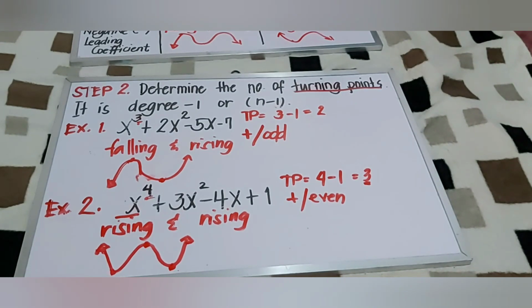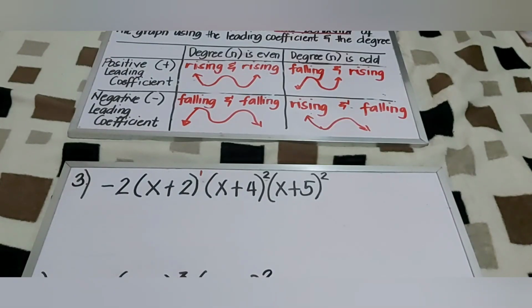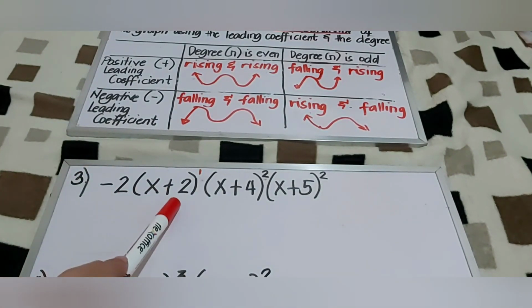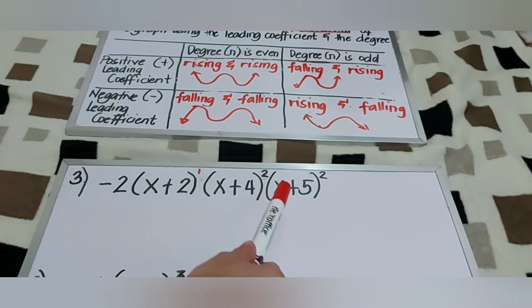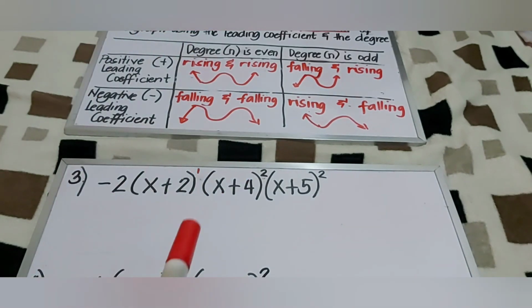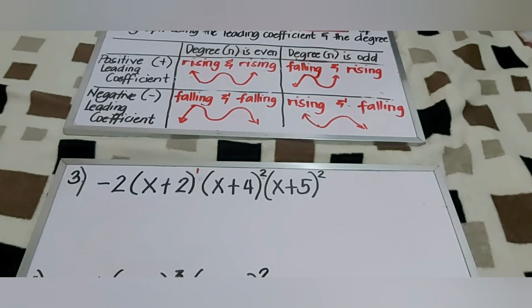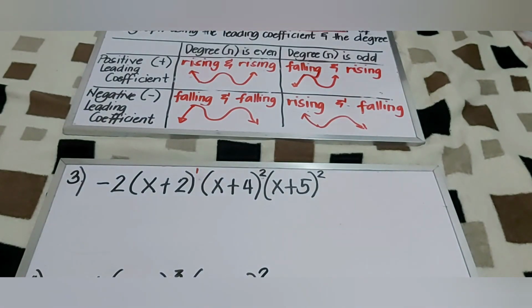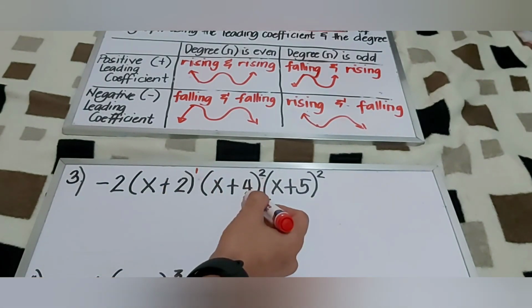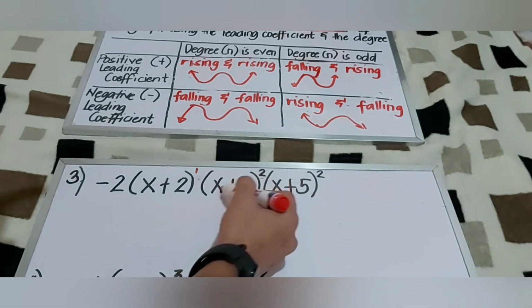Okay, let's have example number 3. This example number 3, and this is the given. Negative 2 times the quantity x plus 2 times x plus 4 squared times x plus 5 squared. As you can see, our given is not written in standard form. It is written in factored form. Paano natin malalaman ang degree ng ating polynomial sa ganitong form? Okay, let's look at the factors. Bilangin natin ang factors na meron ng ating function. So, you have x plus 2, 1, x plus 4, another 1, but it's squared. So, it's counted as 2.